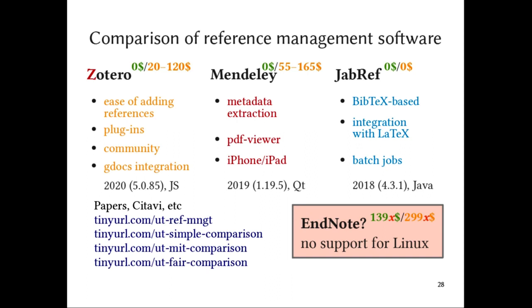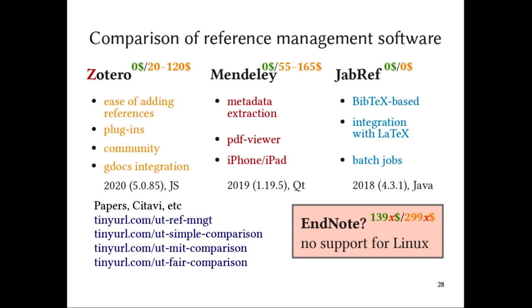Mendeley is really nice. It also costs you $0. Of course, there would be limitations, so soon enough you will find out that you would like to pay for it. It starts from $55 per year up to $165. What is great about Mendeley is that it has very good metadata extraction. There is a built-in PDF viewer. And it is meant to work with all kinds of devices like iPhone or iPad.